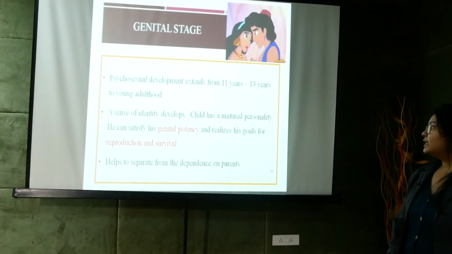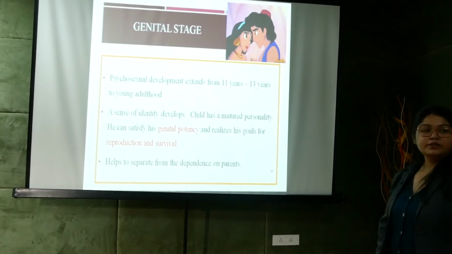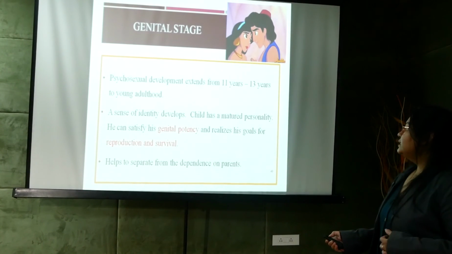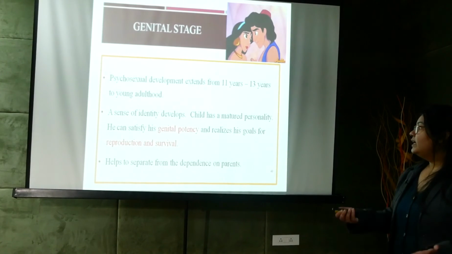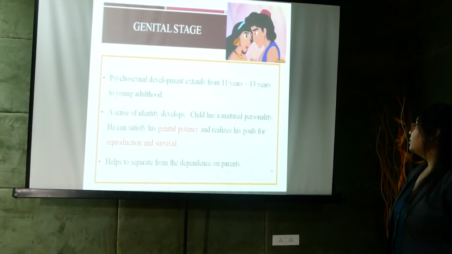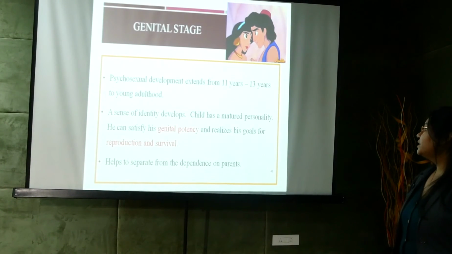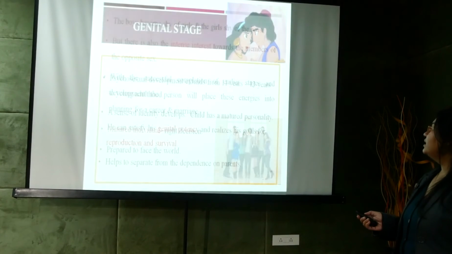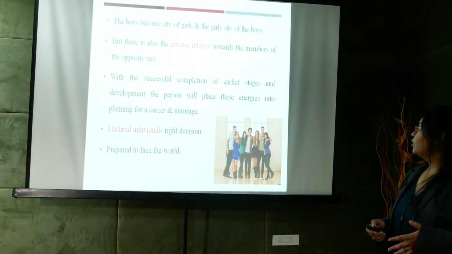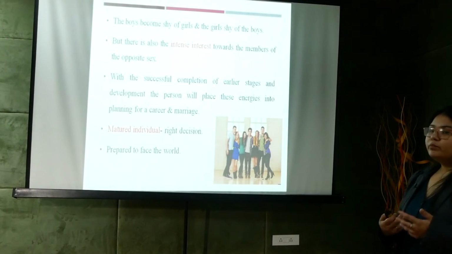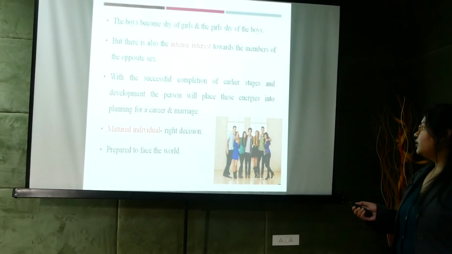This is followed by the genital stage, where psychosexual development extends from puberty to young adulthood and a sense of identity develops. The child has a matured personality, can satisfy his genital potency and realizes his goal of reproduction and survival, which helps to separate from dependence on parents. Boys become shy of girls and girls become shy of boys in this stage, and more interaction with opposite-sex partners is seen during this stage.